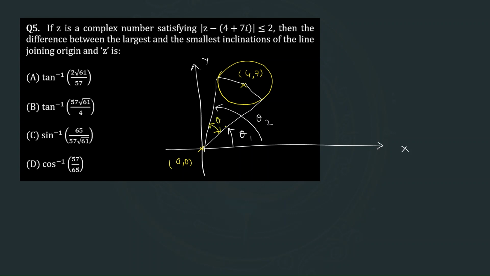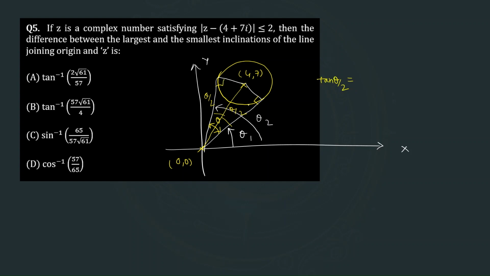Now how to calculate this theta? If we join the center of this circle to the origin, we can say that both of these angles will be equal to theta by 2 because of the property of circles. Now what will be the value of tan theta by 2?